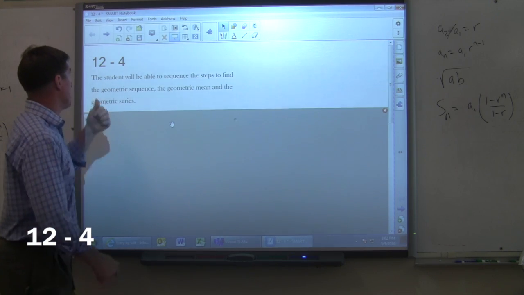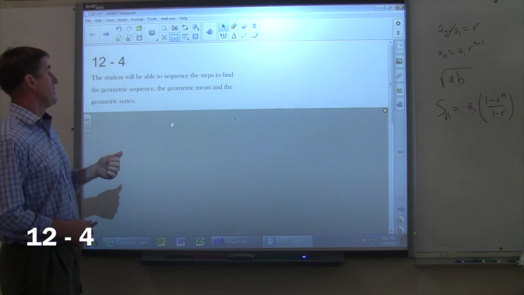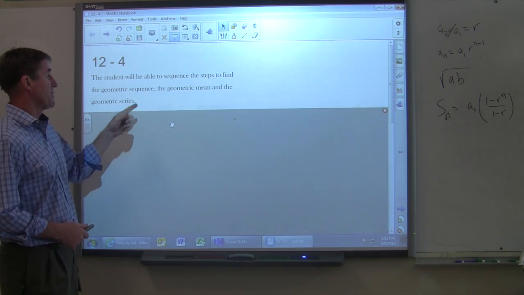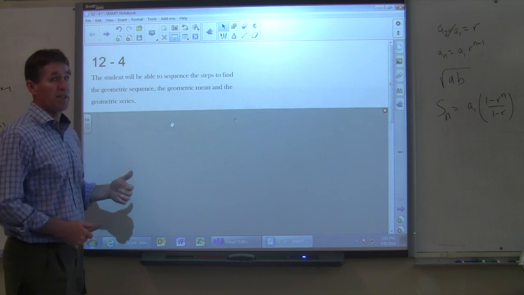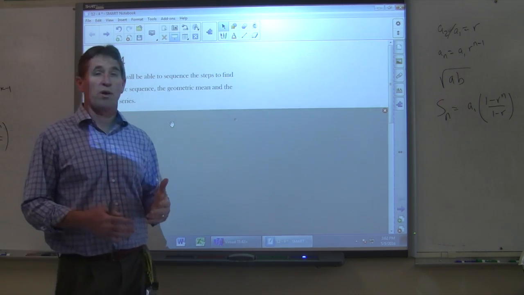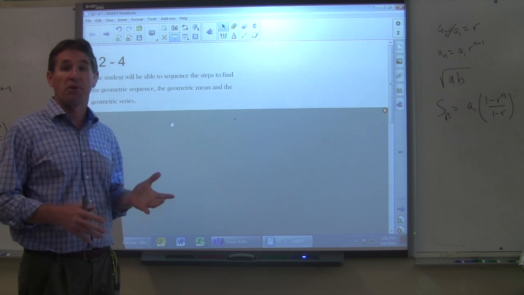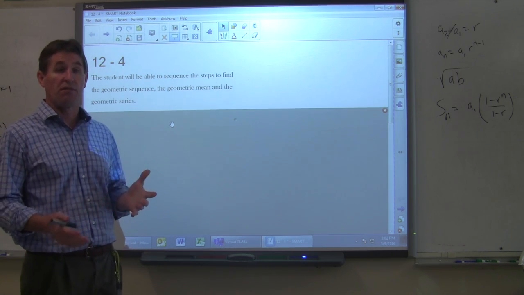All right, for today we're doing 12.4. The student will be able to sequence the steps to find the geometric sequence, the geometric mean, and the geometric series. This is a lot like 12.3. If you understand the terminology from that, it makes it pretty easy to go through this. We'll just have different formulas.